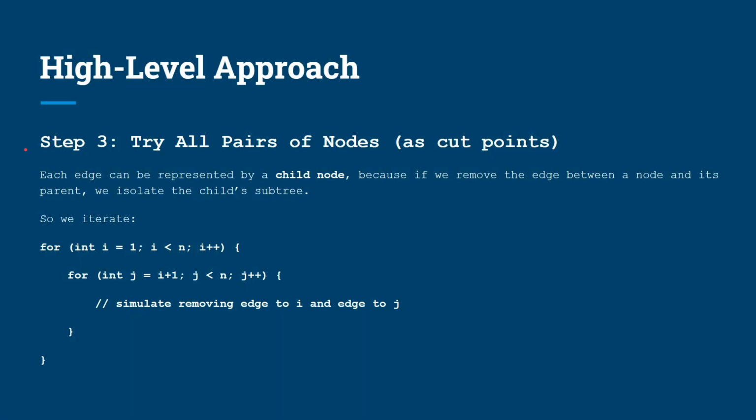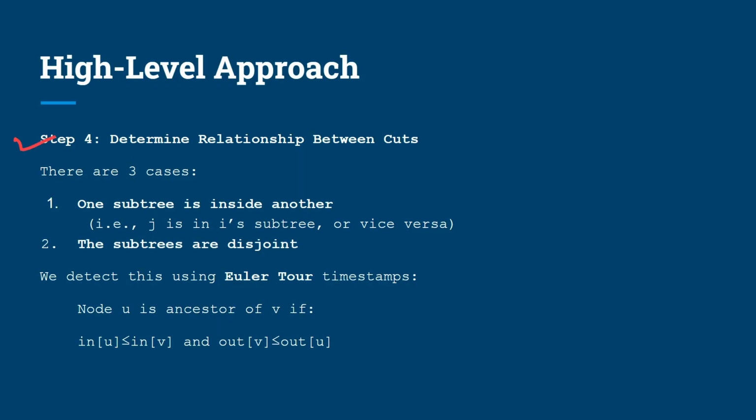In the next step we try all pairs of nodes as cut points. Each edge can be represented by a child node, because if we remove the edge between a node and its parent, we isolate the child's subtree. We'll loop i from 1 to n, and j from i plus 1, and remove the edge i and edge j. Further, we determine the relationship between the cuts. There are 3 cases: one subtree is inside another, or the subtrees are disjoint. We detect this using the Euler tour timestamps.